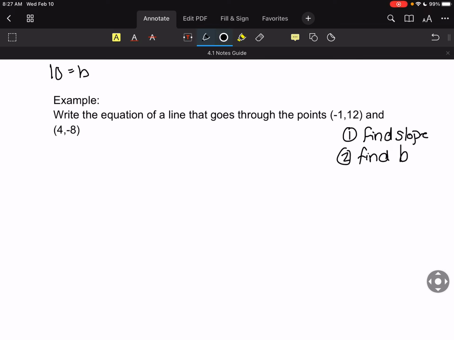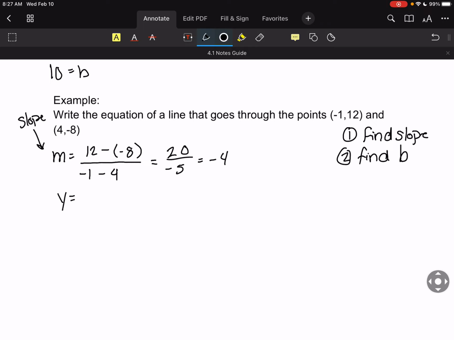Okay, so m is equal to 12 minus negative 8 all over negative 1 minus 4, which is going to give me 20 over negative 5, which is negative 4. So that's my slope. Then y equals mx plus b. It doesn't matter which point I use. I'm going to use the second point this time.